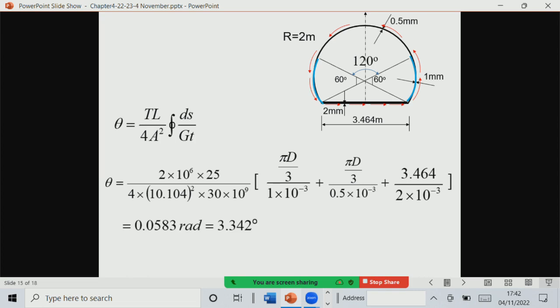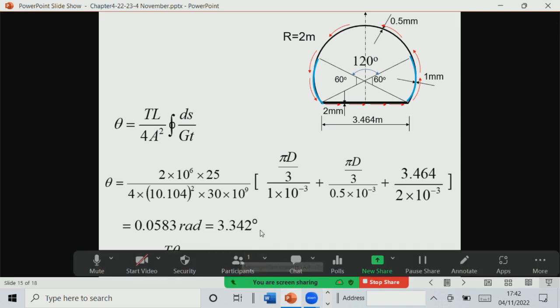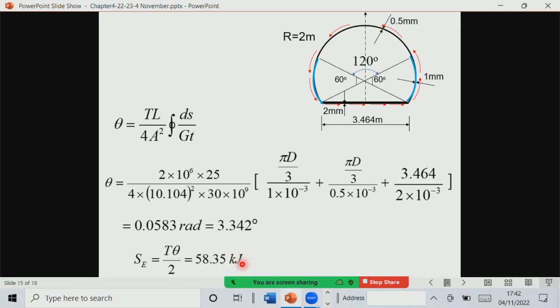Any question in relation to this slide? And if I was to find a strain energy stored, I've got this angle in radians multiplied by T divided by 2. It's a larger structure, so you can see I've written it in kilojoules. And 1 joule is 1 Newton meter. Questions?